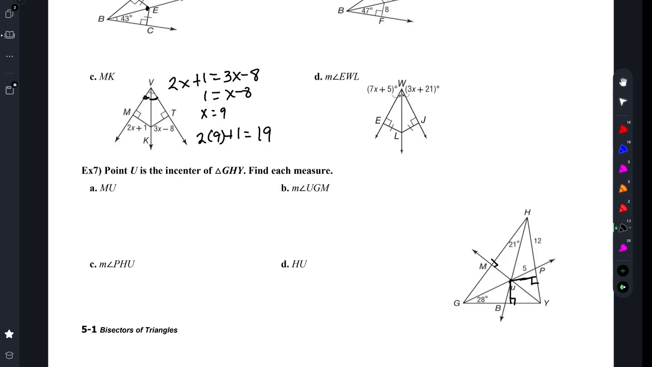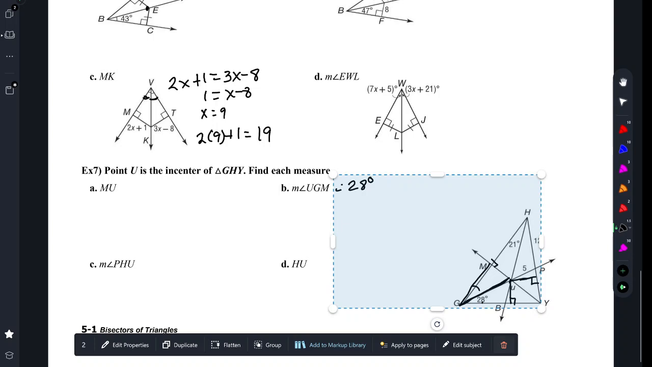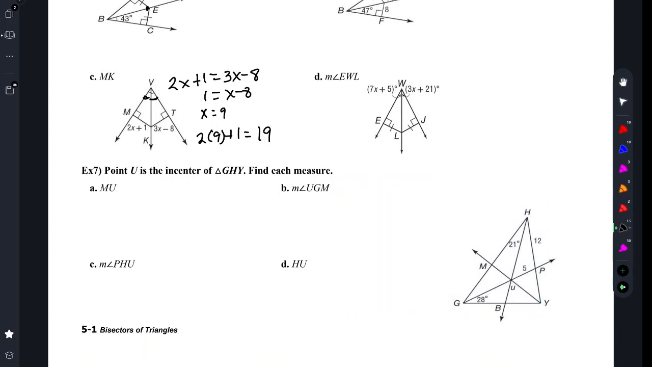What about UGM? UGM is this angle right here, yes? What do I know about it? It's equal to that one, right? 28. And PU? PH, yeah, 21. And HU? What do you know about HU? I'm going to say absolutely nothing.